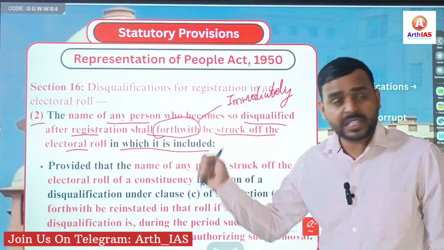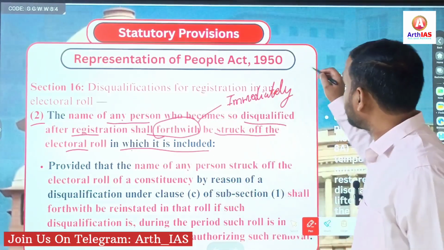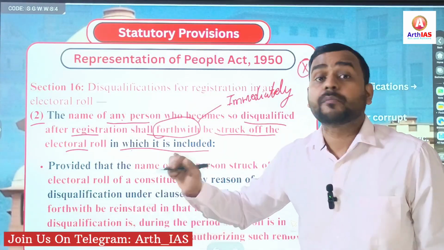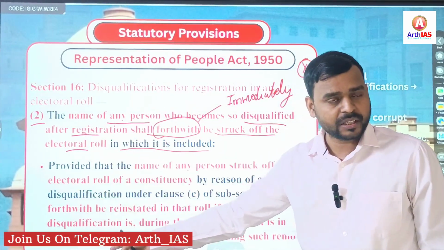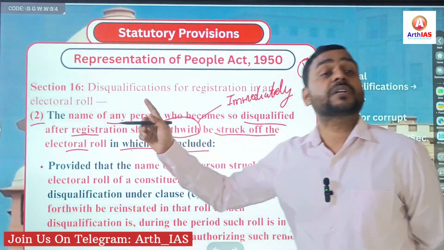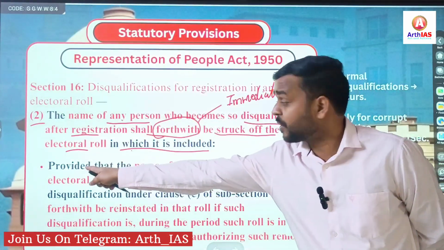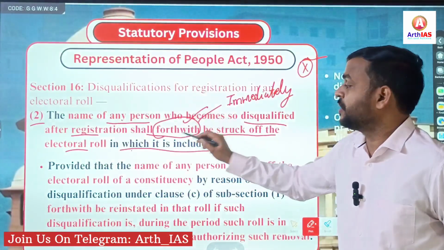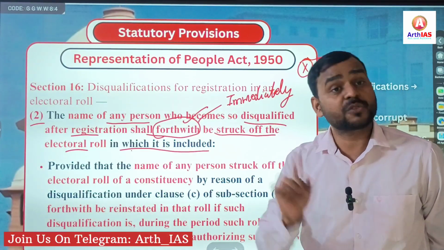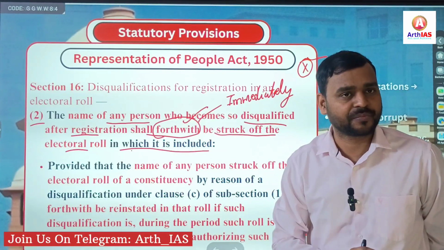So in simple terms, if the person has been disqualified after registration, just an example, person X, his name was registered in the electoral roll, right? But due to some reason, we have seen the reasons, he is disqualified after registration. Then his or her name must be struck off from the electoral roll immediately. Forthwith means immediately, without any delay. His or her name shall not remain in the electoral roll, otherwise known as the voter list, right?